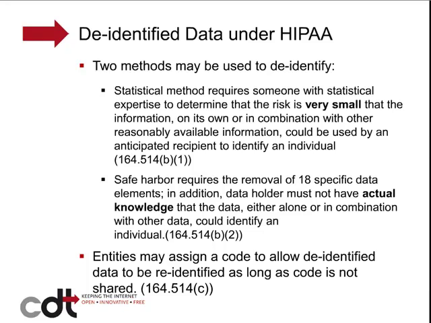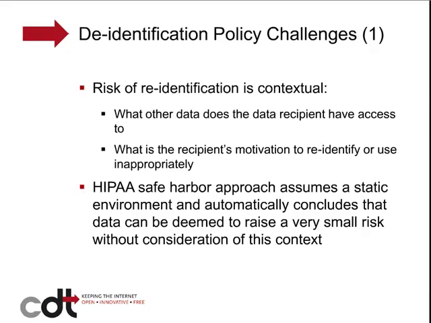Because clearly if you did share it with the data, arguably it's not de-identified. So what are some of the de-identification policy challenges? Well, in our view, and we didn't invent this, the risk of re-identification is contextual. What other data does the data recipient have access to that they might be able to use to re-identify individuals in the data set, and what is their motivation to re-identify and potentially use that data inappropriately.